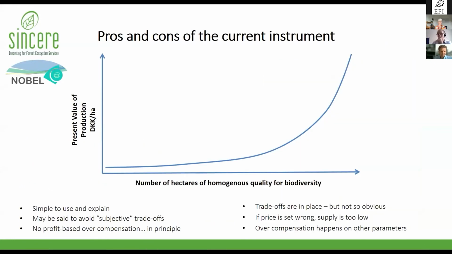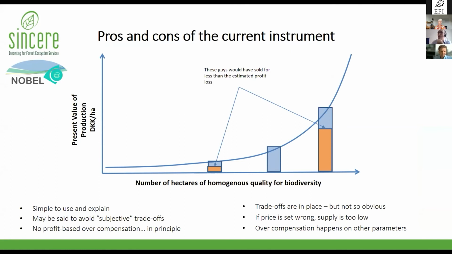More specifically, if we look at a present value of production graph over different hectares that have different costs in terms of present value of production, then in this instrument currently functioning today, if these three bits are made by different forest owners, they will get the actual present value of production payment. But suppose these two guys would have been willing to go into the contract and set aside the forest for biodiversity at a cheaper cost, like the orange level here, then this instrument does not take advantage of that in supplying the most biodiversity for the public funding.